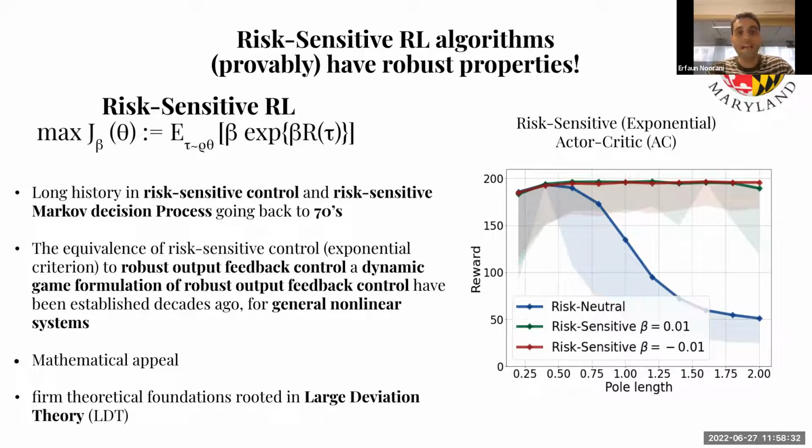So we know that this has some robust properties. And if you develop an actor-critic algorithm, which is precisely what we did, you would expect to see more robust performance. If you look at the figure on the right, you will see that the red and green curves, which are the performance of the risk-sensitive algorithm for different betas, positive and negative, are consistently near 200 for any length of pole, but the risk-neutral one degrades. And we extended this to the REINFORCE algorithm, which is a Monte Carlo algorithm. The same results hold there.